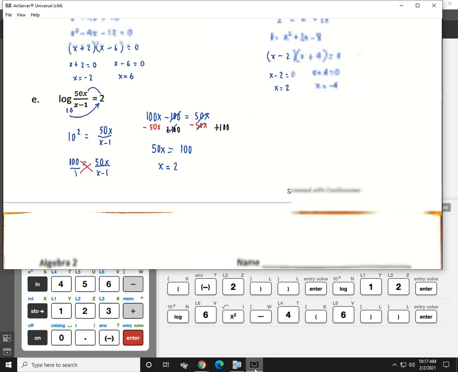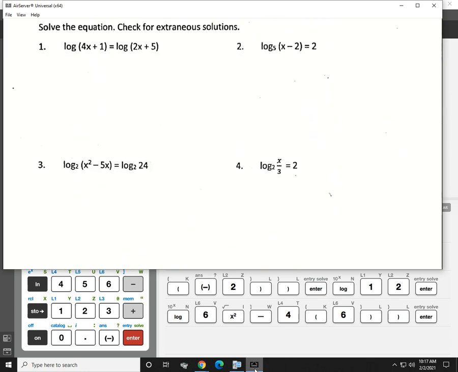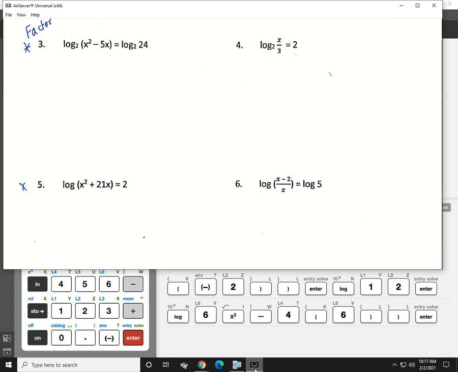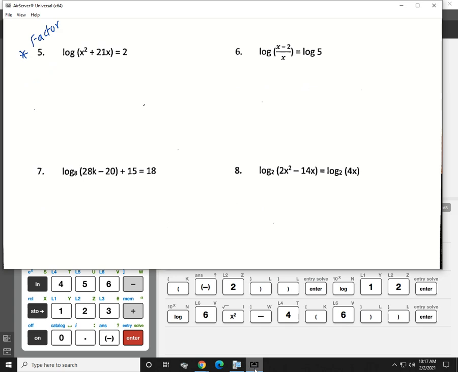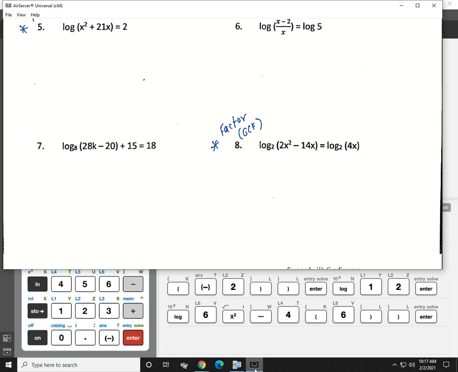Now, I want to show you all the ones on the back. I want you guys to take a couple of notes. Number 3, mark it. You're going to have to factor that one. Number 5, you're going to have to factor. And number 8, you're going to have to factor, but you're going to factor with GCF. Okay, so number 3, factor, 5, factor, and then 8, you're going to factor with GCF. You'll see it when you get there, hopefully.